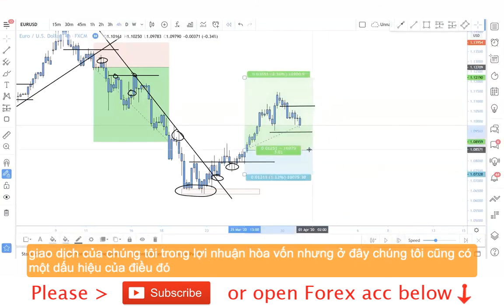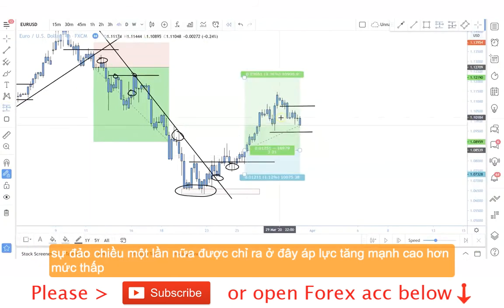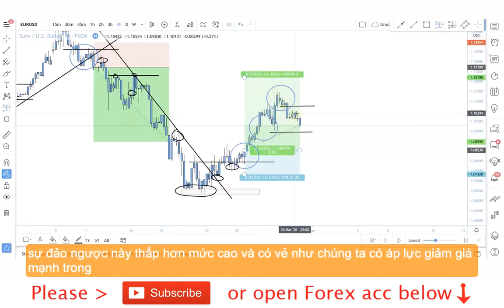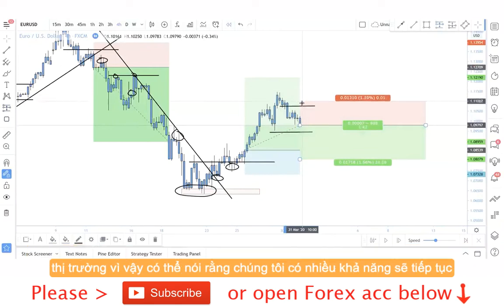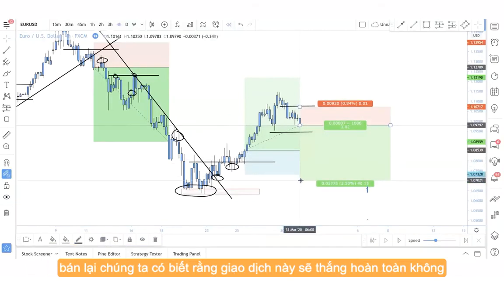So here we have our trade in break-even profits, but here we also have a sign of that reversal again, which was indicated over here. Strong bullish pressure, higher low structure forming, higher highs forming, and then all of a sudden we now have this reversal lower high, and look, we have strong bearish pressure in the market. So it's safe to say that we're more than likely going to continue to the downside than we are to the upside, and we can safely take this trade as a sell.